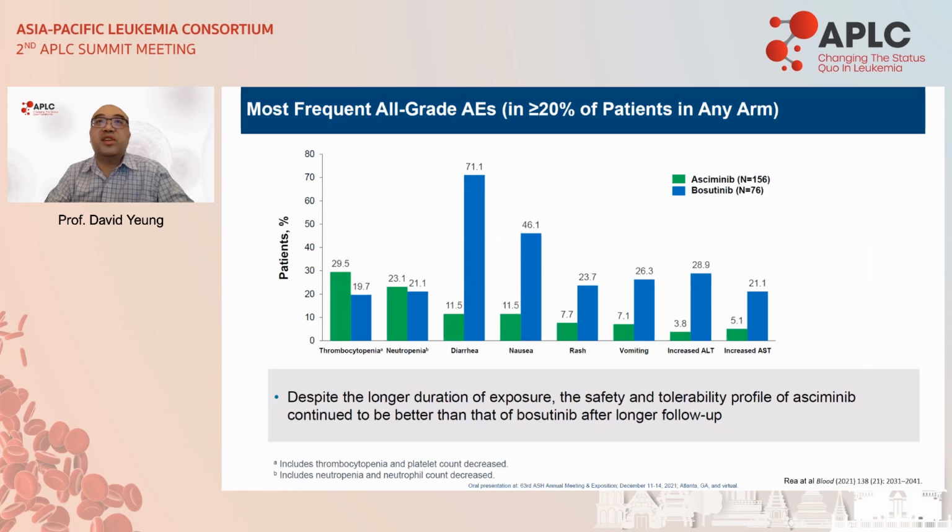One of the reasons is this. These are the AE frequencies. For bosutinib patients in blue, you'll see a number of patients have significant GI side effects compared to patients in green, those assigned asciminib. You'll see diarrhea, nausea, vomiting, as well as derangement in LFTs, and a number of patients assigned bosutinib actually discontinued, and they probably didn't take the drug for long enough to actually achieve a molecular response.